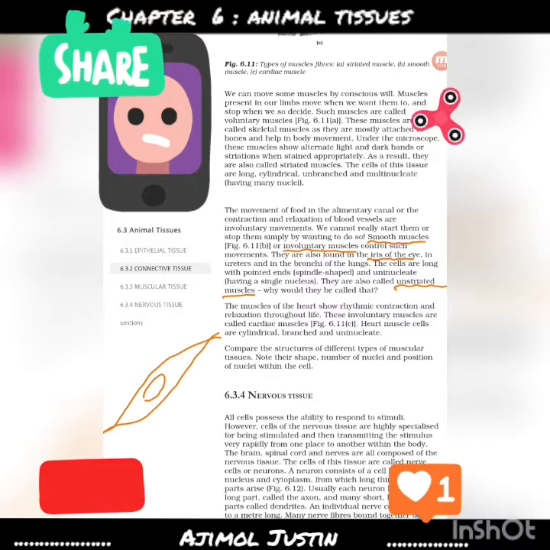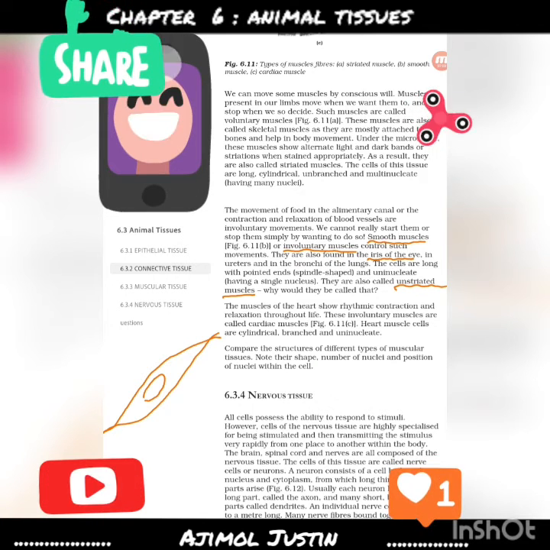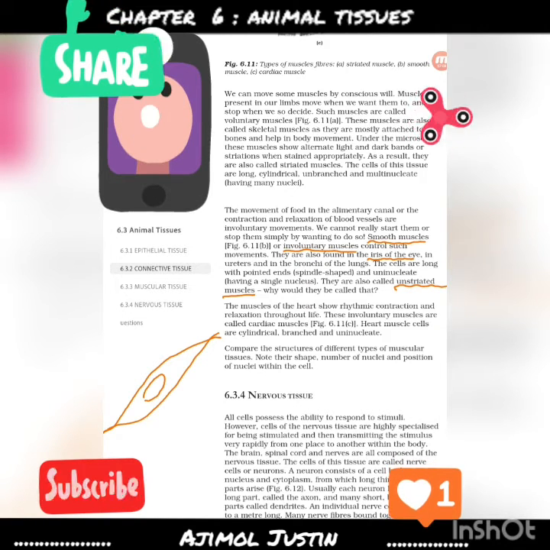Okay. Now, next type of muscle is the muscle of the heart. You know that the heart shows rhythmic contraction, right?